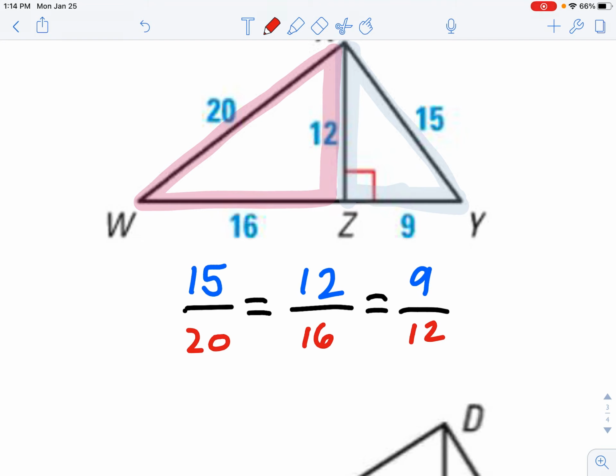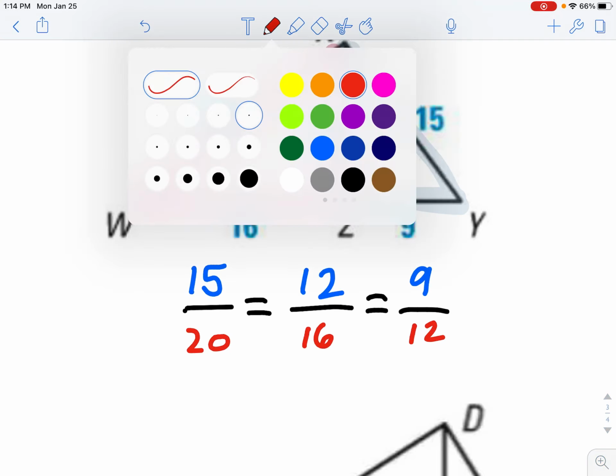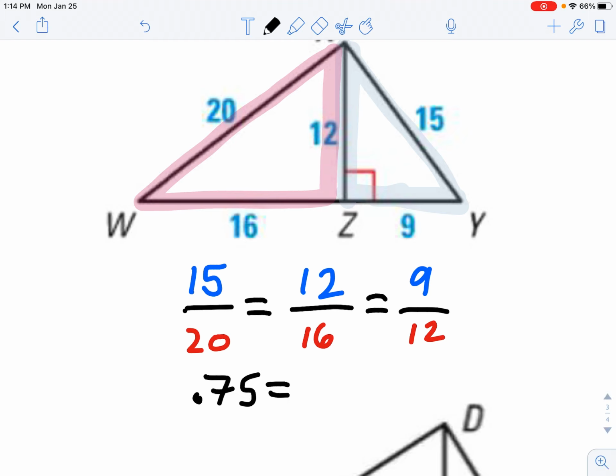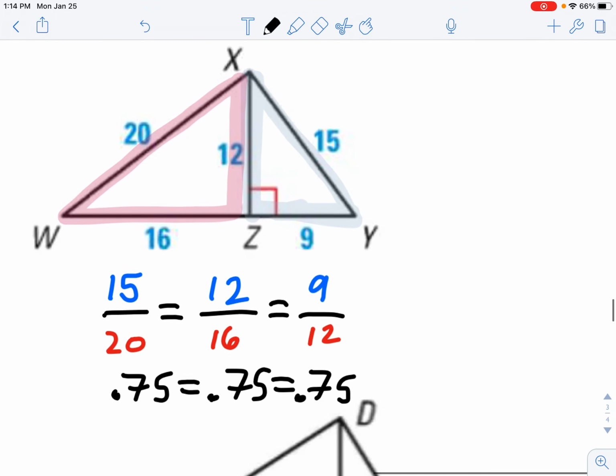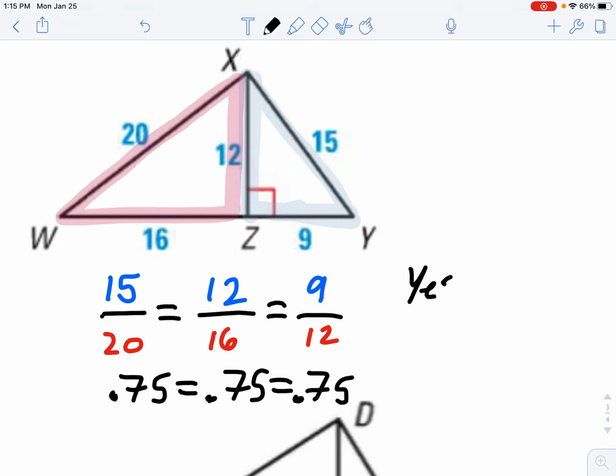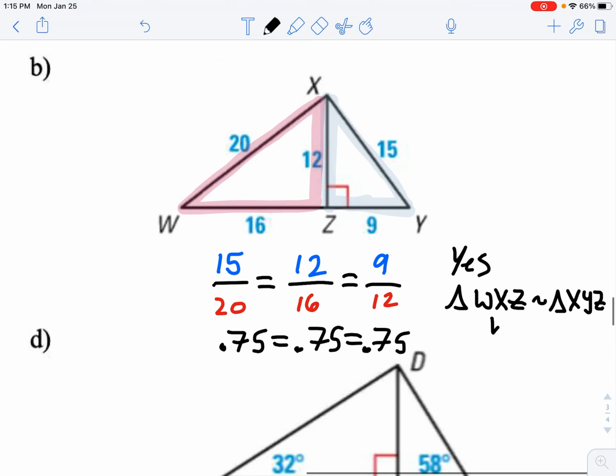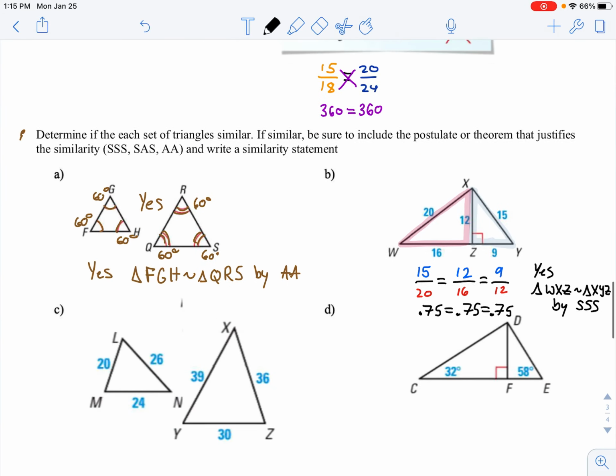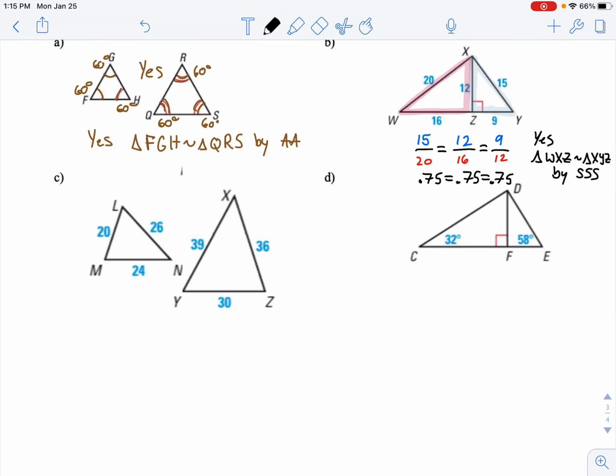I just listed the numbers, and if they are similar, these should all be the same proportion. 15 divided by 20, 0.75. 12 divided by 16, 0.75. 9 divided by 12, 0.75. They all ended up being 0.75. Thus, all the sides are proportional. It would be true for the bigger one as well, but I want to save some time. But we could say, yes, triangle WXZ is similar to triangle XYZ by side, side, side. All the sides are proportional, thus the triangles are similar.